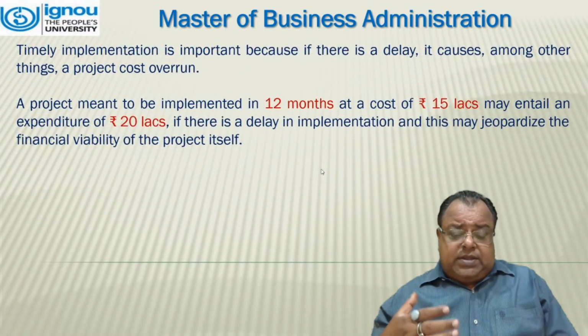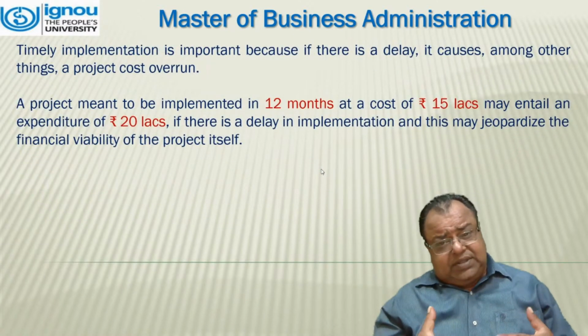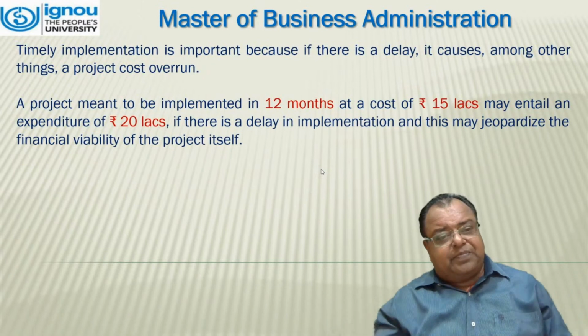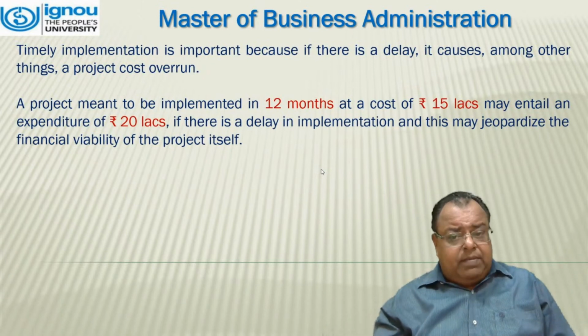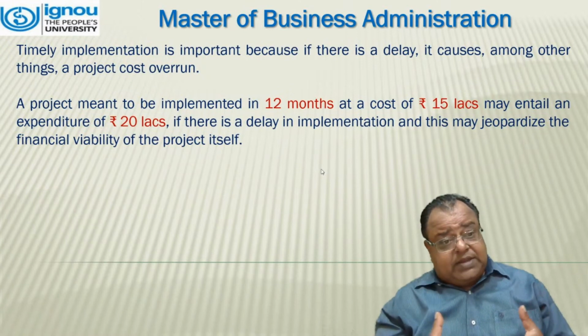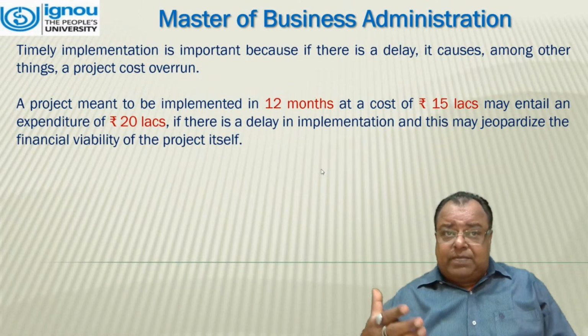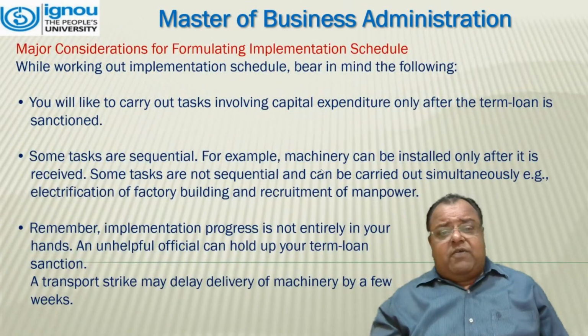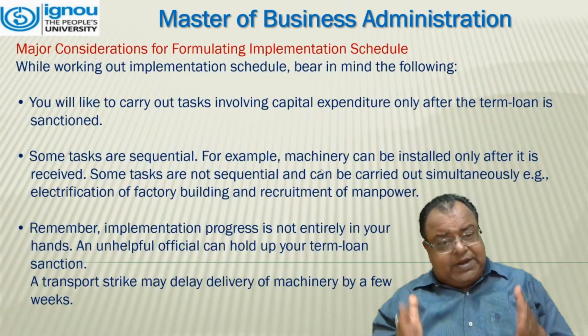Timely implementation is important because a delay causes, among other things, a project cost overrun. A project meant to be implemented in 12 months at a cost of rupees 15 lakhs may entail an expenditure of 20 lakhs if there is a delay in implementation, and this may jeopardize the financial viability of the project itself. Major considerations for formulating implementation schedule.